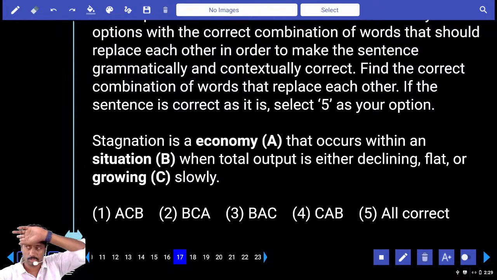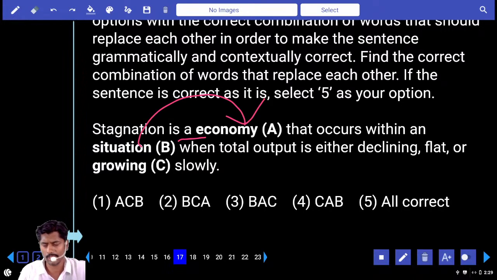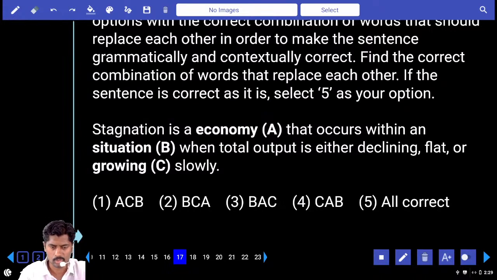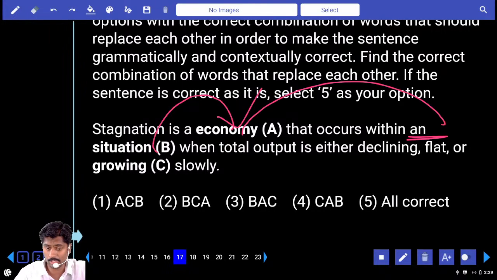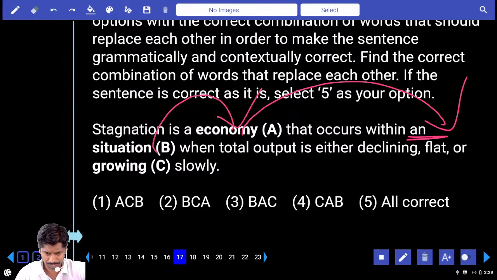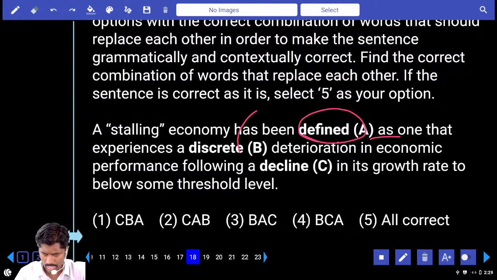We need to interchange the bold words. Stagnation is a economy, rather, an economy is suitable. So a situation, yes. A growing is not correct. Stagnation is a situation that occurs within an economy. So BAC, third option. A stalling economy, what stops is called stall. Stopping. A stalling economy has been defined as, has been discrete as, has been declined as.